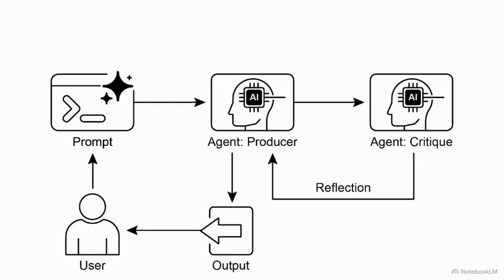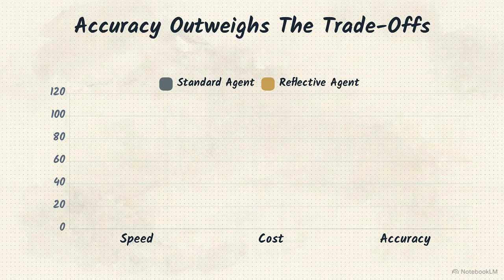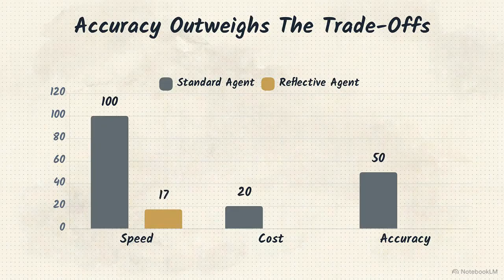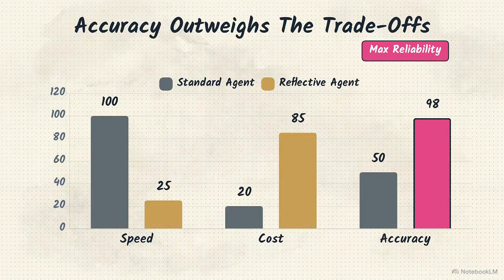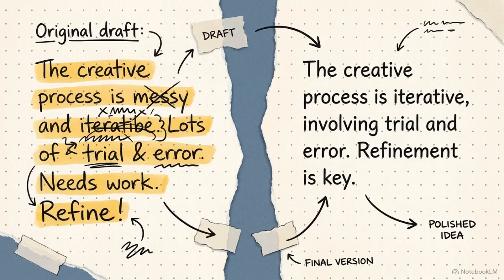We can make this even more robust by dividing the mind. Here, one agent acts as the producer, generating the work, while a separate, specialized agent acts as the critic, who provides feedback. This pattern requires a trade-off. You are sacrificing processing speed and increasing API costs in favor of accuracy and detail. Reflection transforms the agent into a quality-controlled system that moves beyond simple text generation.